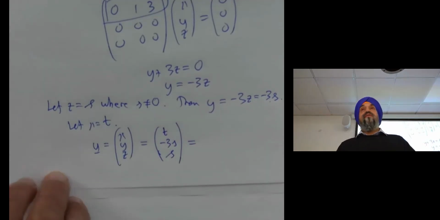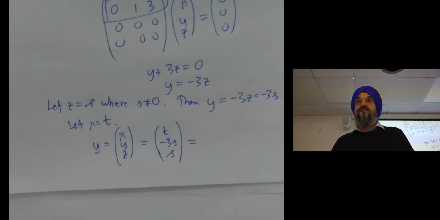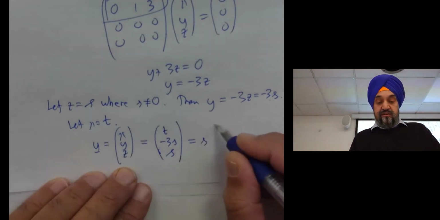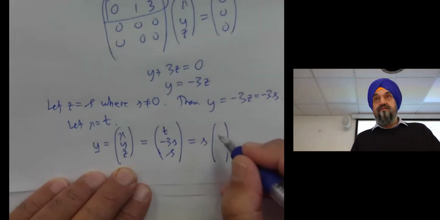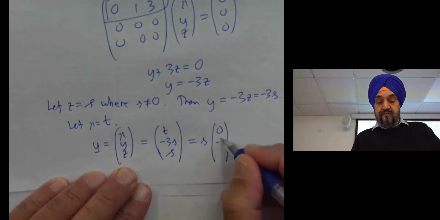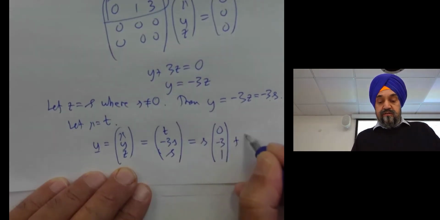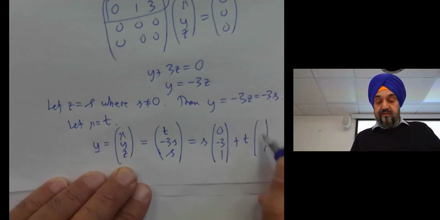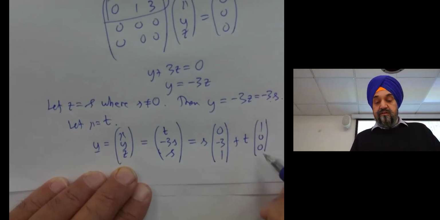How can you rewrite this in vector form? Well, it's in vector form already, but you can rewrite it with the s out front. If we take s, what do we get? Then we get 0, minus 3, 1, and then plus t, you get 1, 0, 0.